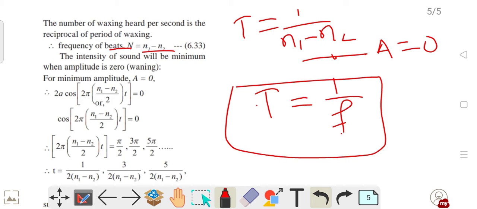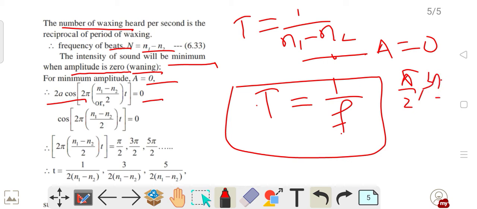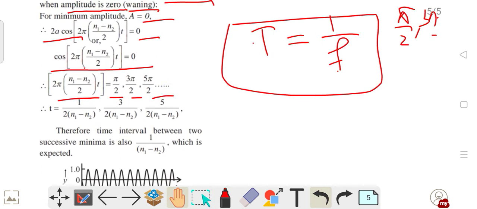This is clear. So this was for maximum intensity. Now intensity of sound will be minimum when amplitude is 0. That is called waning, and the maximum one is called waxing. So for minimum, amplitude a equals 0, that means this thing will be 0. Now cos theta is 0 when theta equals pi by 2, 3 pi by 2, 5 pi by 2. And when you do this mathematics, t will come out as 1 upon 2 n1 minus n2, 3 upon 2 n1 minus n2, 5 upon 2 n1 minus n2.